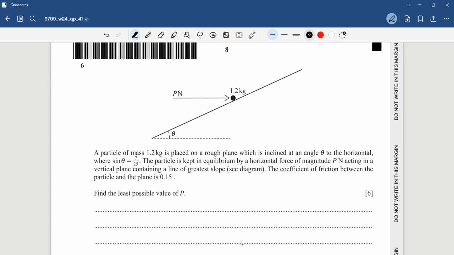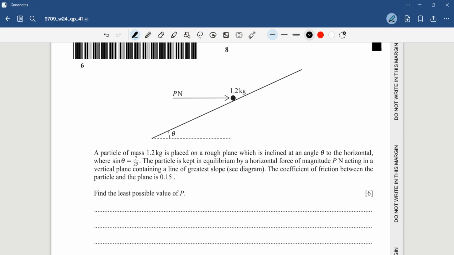Question number 6. A particle of mass 1.2 kg is placed on a rough plane which is inclined at angle theta, so sine theta equal to 7 over 25. The particle is kept in equilibrium by a horizontal force of magnitude P acting. Okay, the friction is limiting. Find the least possible value of P.